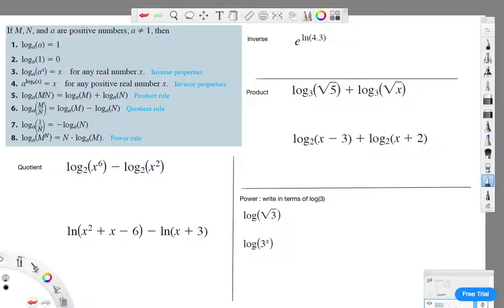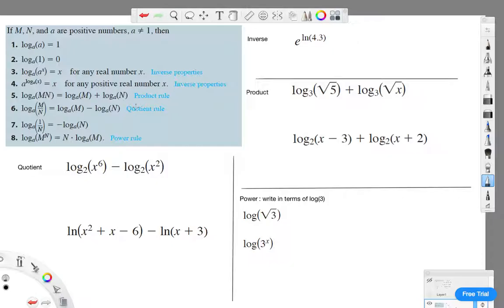Log base a of m times n, we can add these two together. If we have a product in our log here, we can just split them up and add them with the same base. If we have a quotient, then we can split them up and subtract them with the same base. And if we have a fraction here, we can say this is negative log, same base, of n. Lastly, the power rule: if we have an exponent in here, we can take that exponent and drop it down in front of the log. And all of these work for any log base, including 10 or the natural log ln.